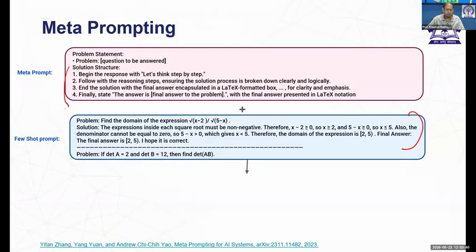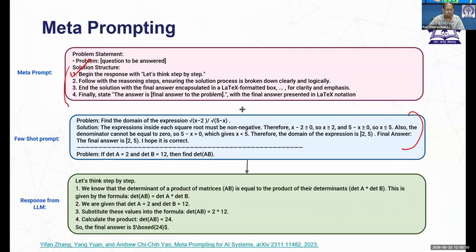So what is the first comment? It tells the LLM, let's think step by step. So it starts with let's think step by step. It says that, okay, we know that the determinant of a product of matrices AB is equal to the product of their determinants, det A multiplied by determinant B. So this is given by the formula: determinant of AB is equal to determinant of A multiplied by determinant of B.